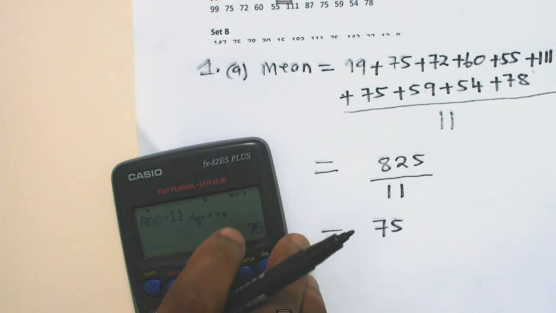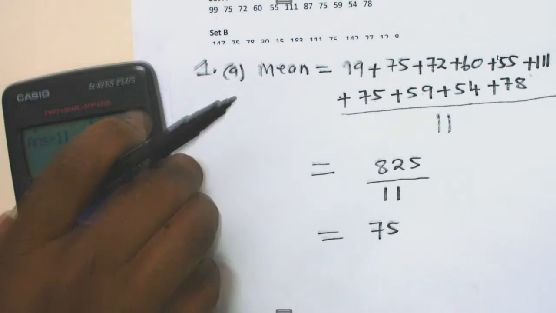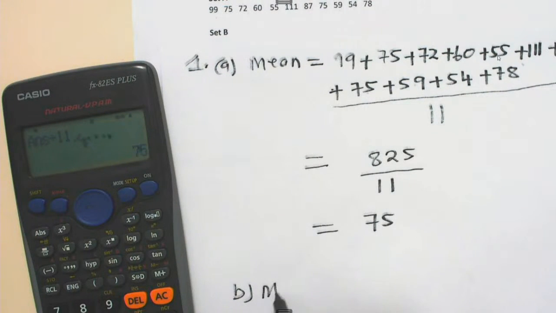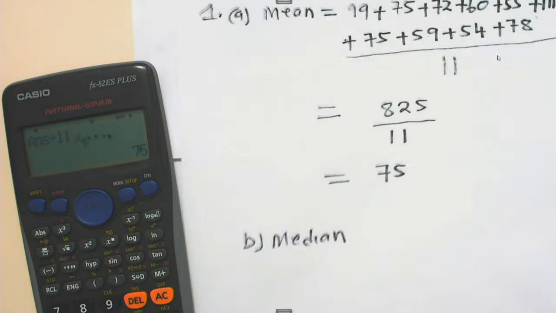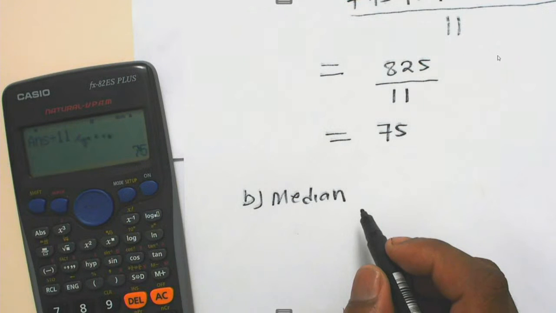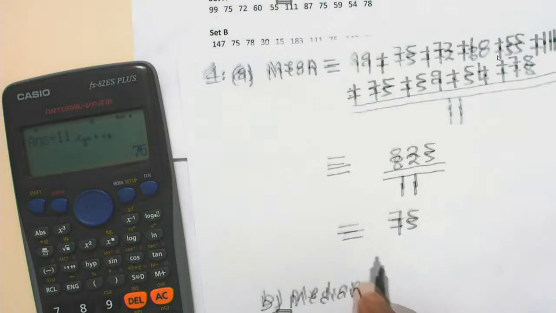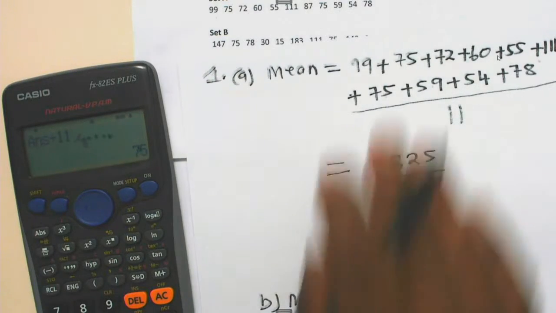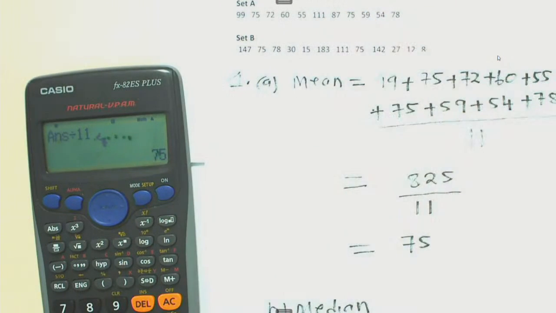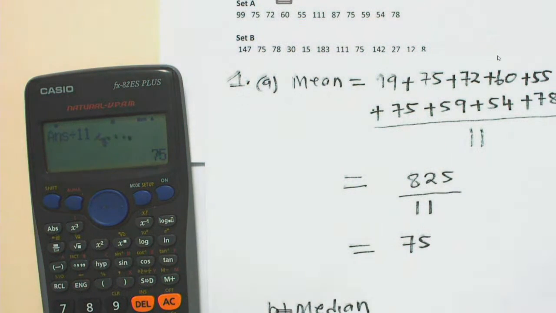Now, the second measure of central tendency that we are going to look at is the median. Let us give it a B. Remember I said the median is a measure of central tendency, a middle value in an ordered set of data. And our data is not ordered. So the first thing we have to do is to order our set A data. How are we going to order it?